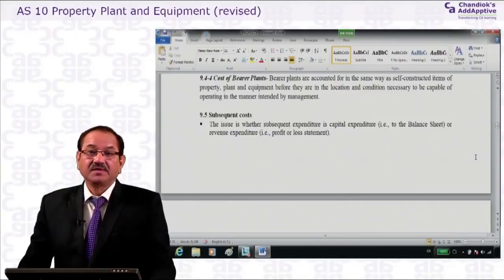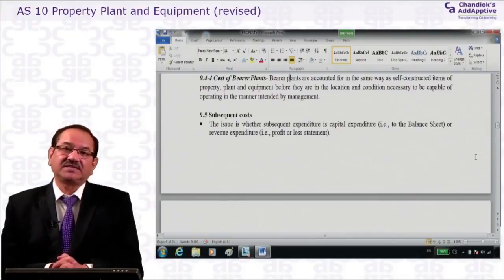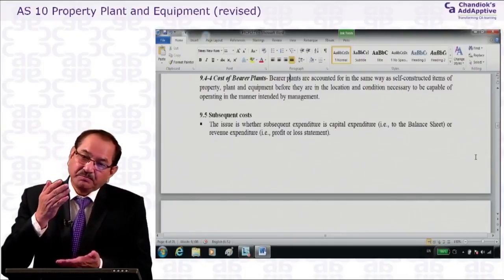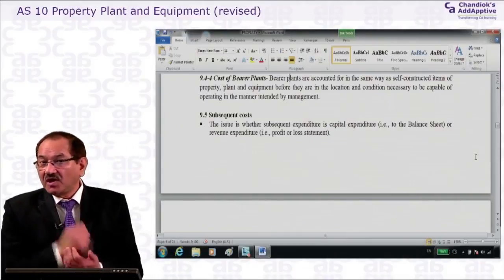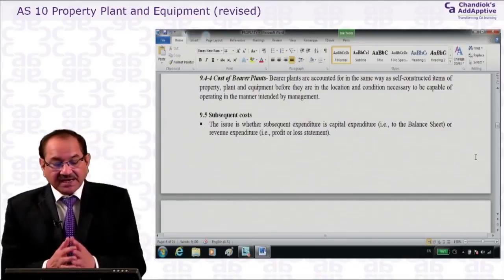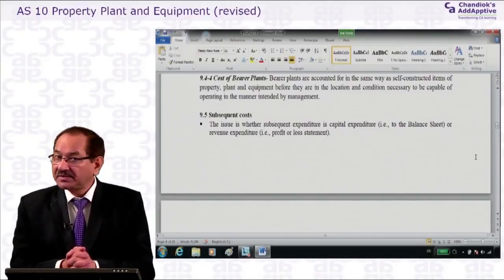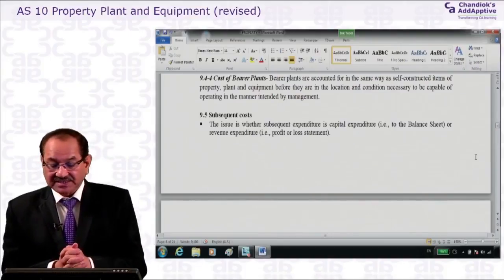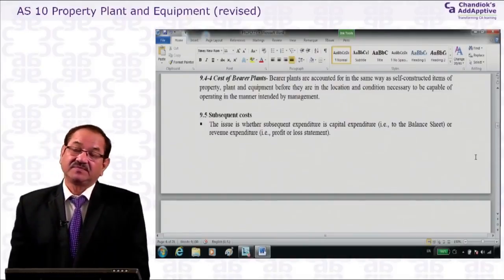Now here the question arises. In the beginning, when we talked about the scope of the standard, we said that a bearer plant is a PPE, a property, plant and equipment. Now the question arises, how to measure the cost of the bearer plant? Bearer plants are accounted for in the same way as self-constructed items of property, plant and equipment before they are in the location and condition necessary to be capable of operating in the manner intended by the management.